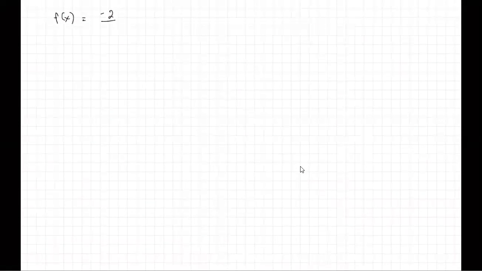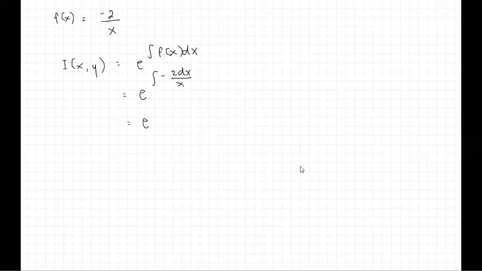So, let's continue. We identified that our f(x) is negative 2 all over x. Then, our integrating factor will be e raised to the integral of f(x) dx. Okay? So, e to the integral of negative 2 dx over x. Solving, this will be negative 2 ln x. And by the property of exponent and natural logarithm, this will be e to the ln of x to the negative 2. Then, this will be x to the negative 2, so our integrating factor will be 1 over x squared.